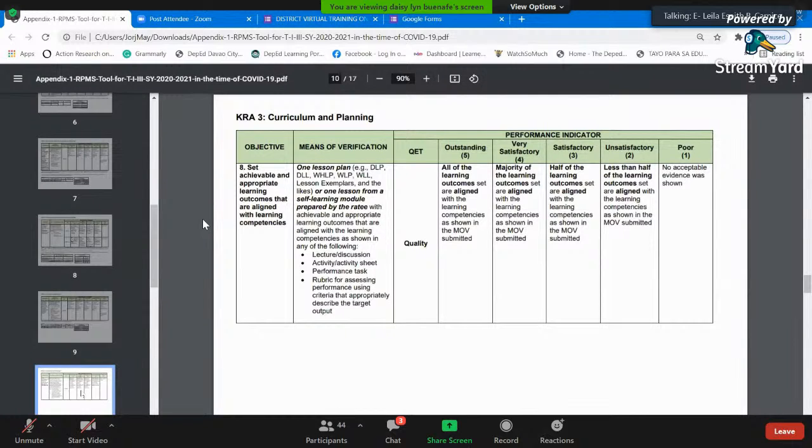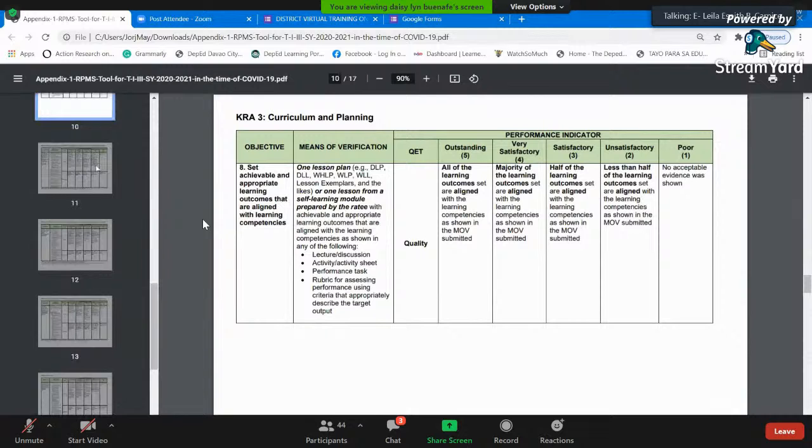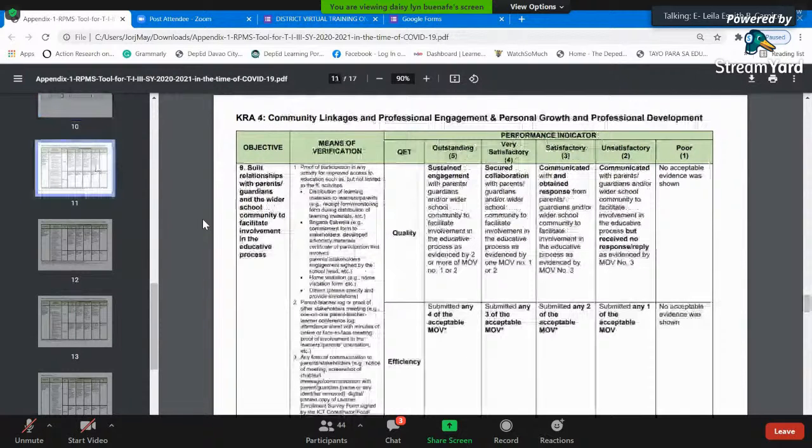Okay, next KRA 4, community linkages and professional engagement. Slides number 10, 11 na ta, Joy. Objective number 9. Build relationship with parents, guardians, and the wider school community to facilitate involvement in the educative process.